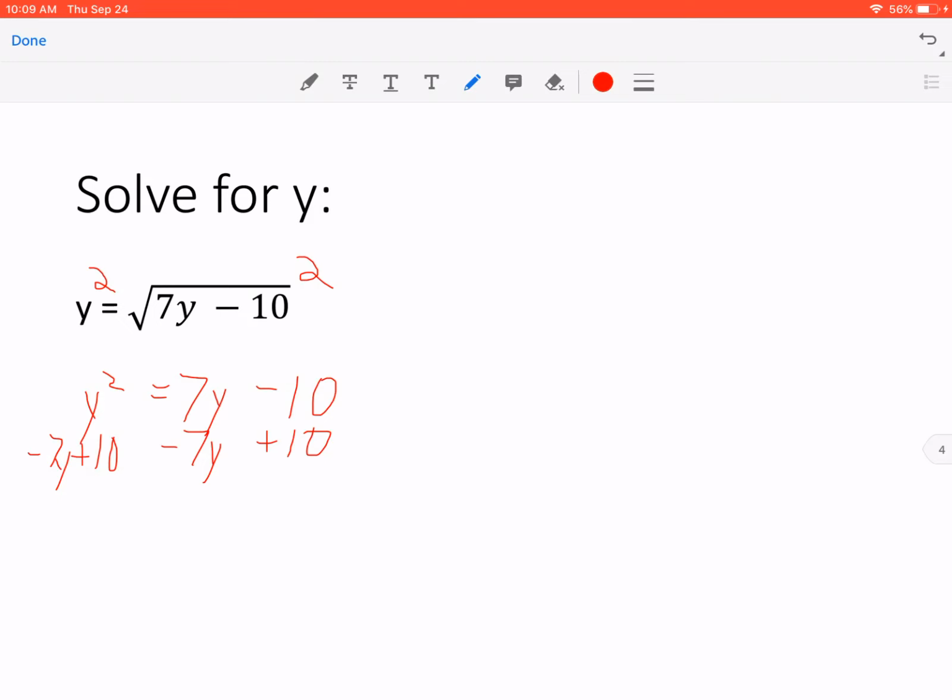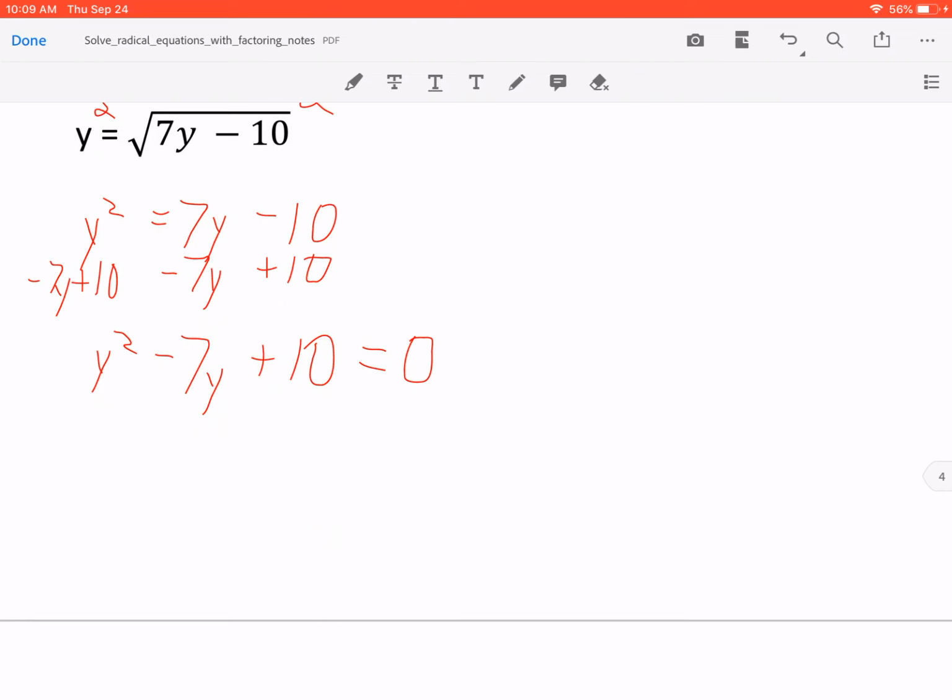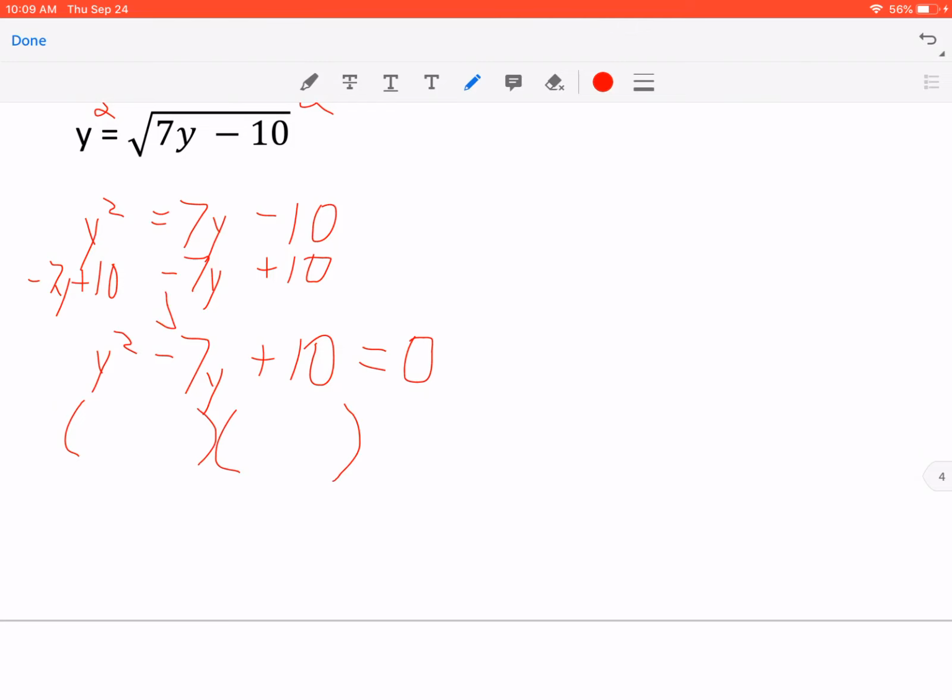So what I'm left with is y squared minus 7y plus 10. You have 0 on the right side. Now remember, to solve a trinomial, you have to factor it first. And again, this one shouldn't be too tough. Two numbers that when multiplied give me 10, but add up to negative 7.